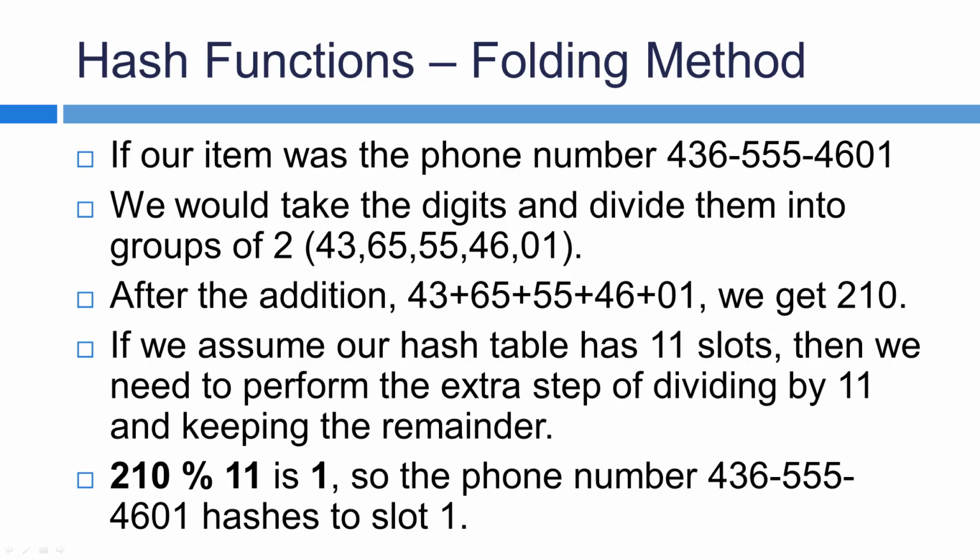If we assume our hash table has 11 slots, like in the previous case, then we need to perform the extra step of dividing by 11 and keeping the remainder. That means 210 mod 11 is 1. So the phone number 436-555-4601 then hashes to slot 1.